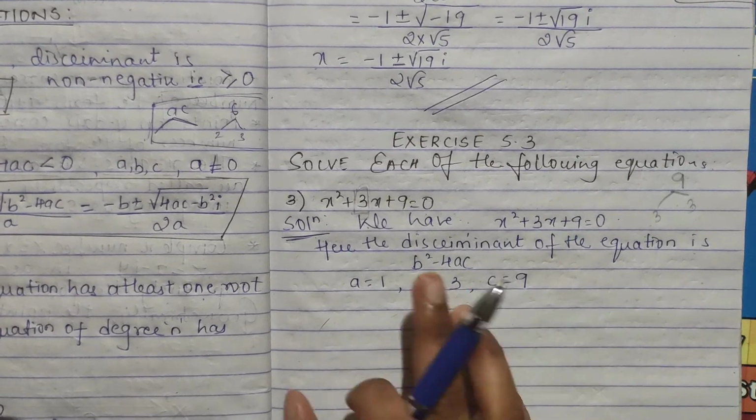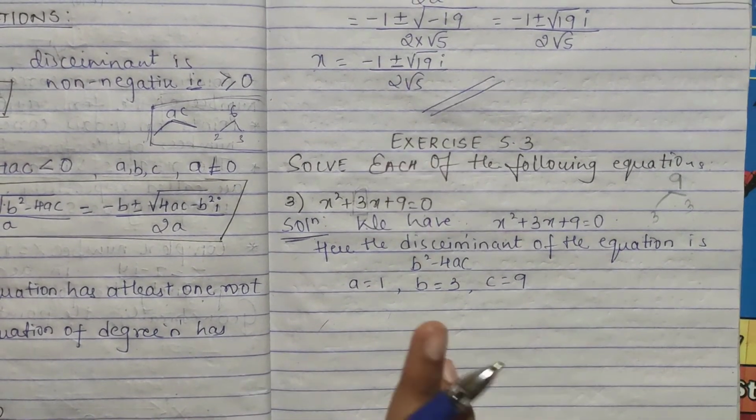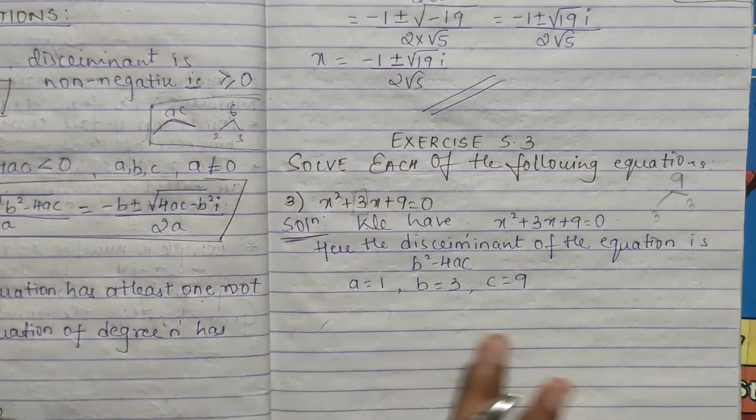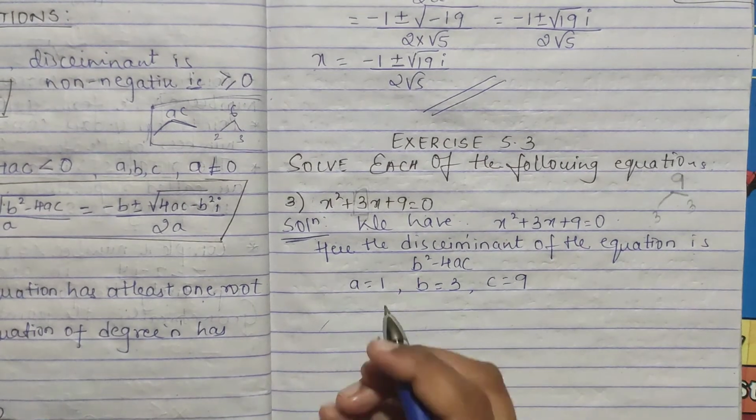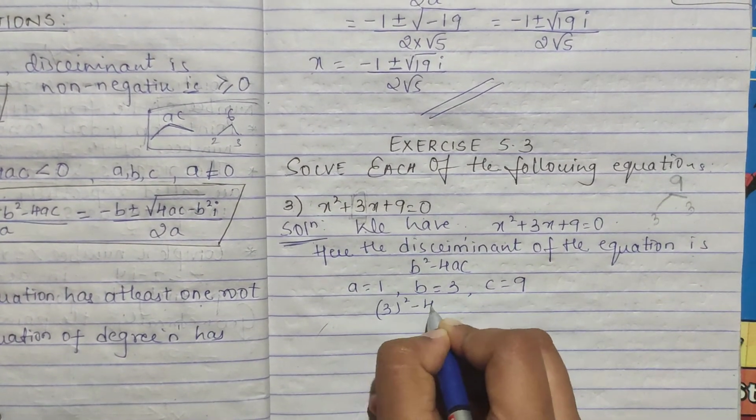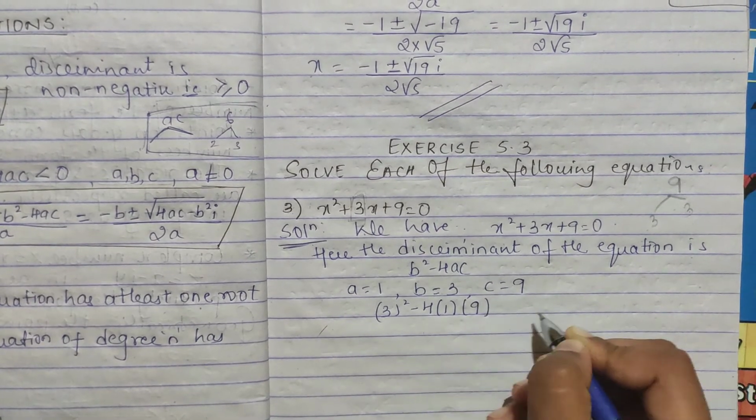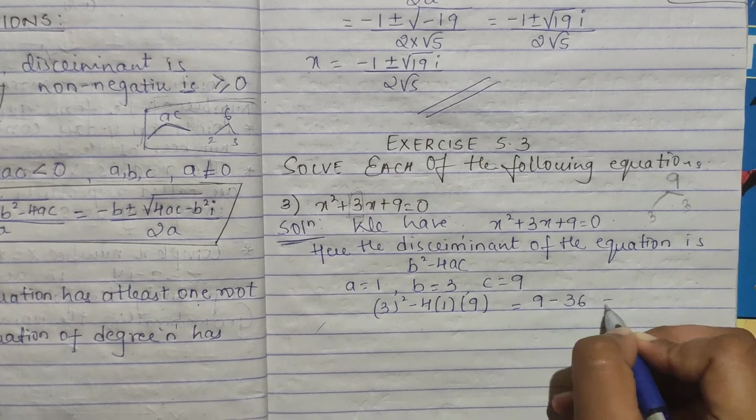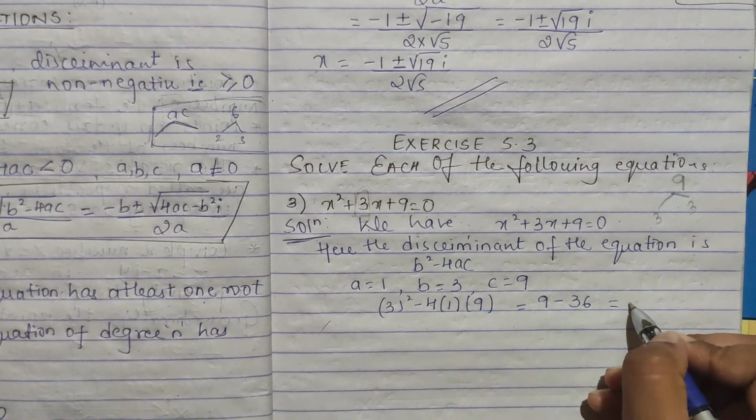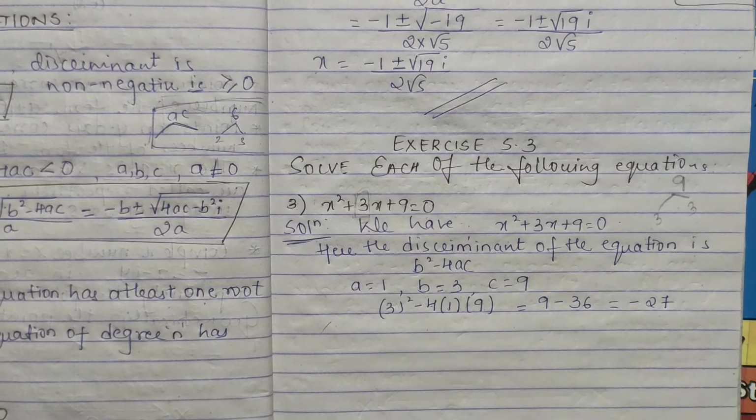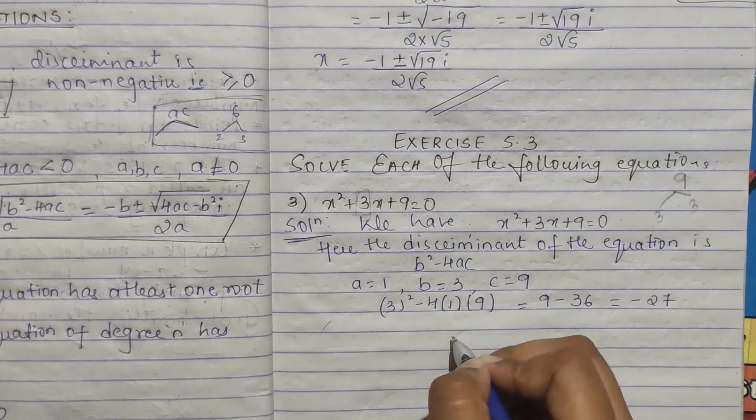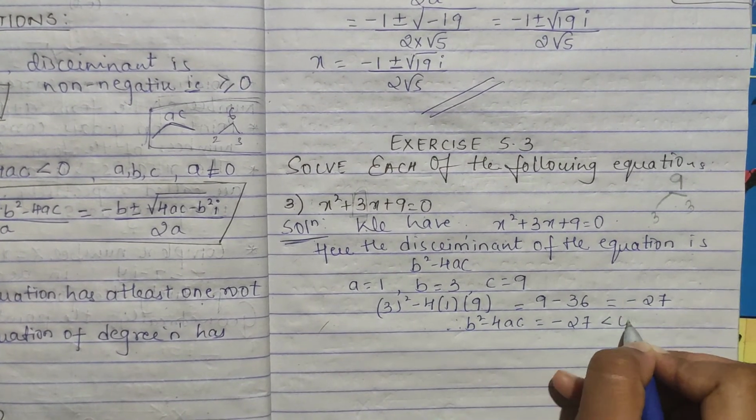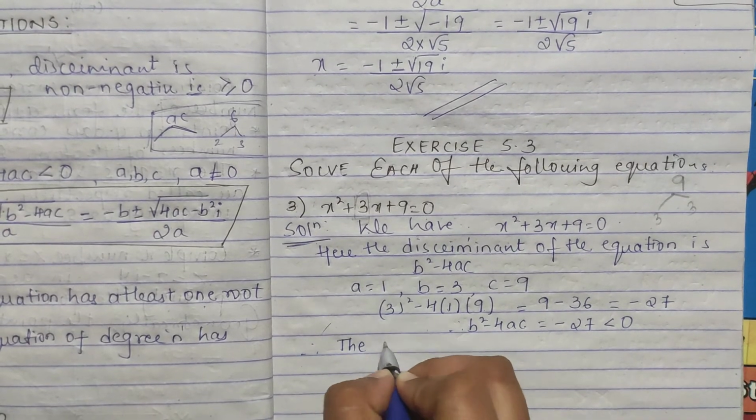So b square minus 4ac is the discriminant we are checking. Write your a, b, c for clarity, or else there is no need if you understand directly. Your b is 3, so this becomes 3 square minus 4, a is 1, c is 9. So 3 square is 9, minus 4 ones are 4, 4 nines are 36, and 9 minus 36 you get minus 27, right? Therefore b square minus 4ac is minus 27, which is negative.